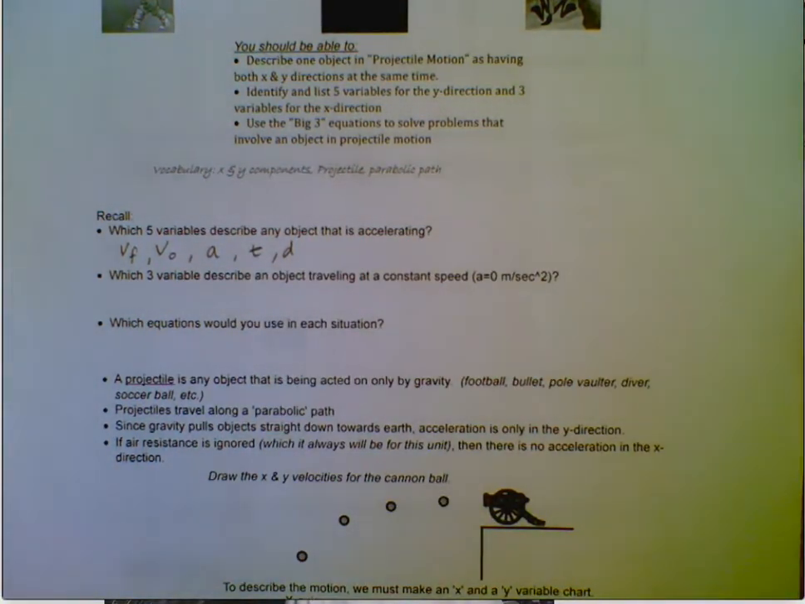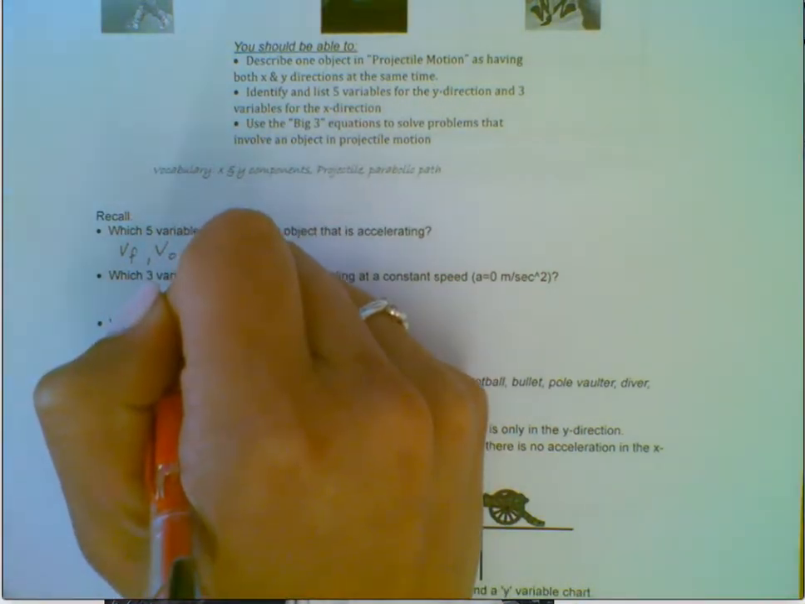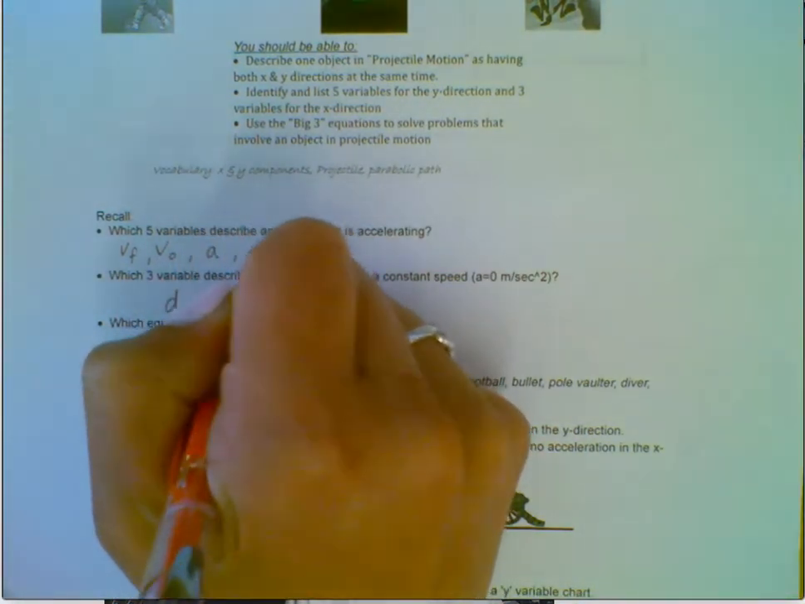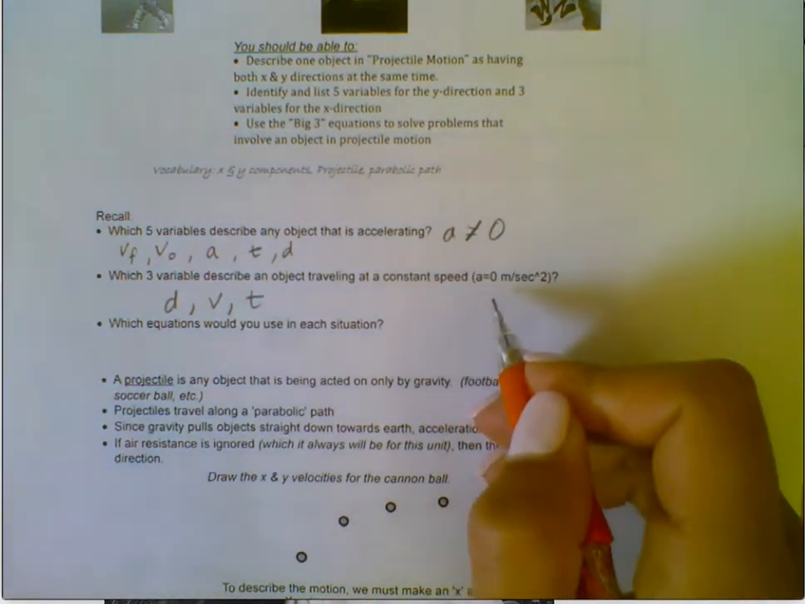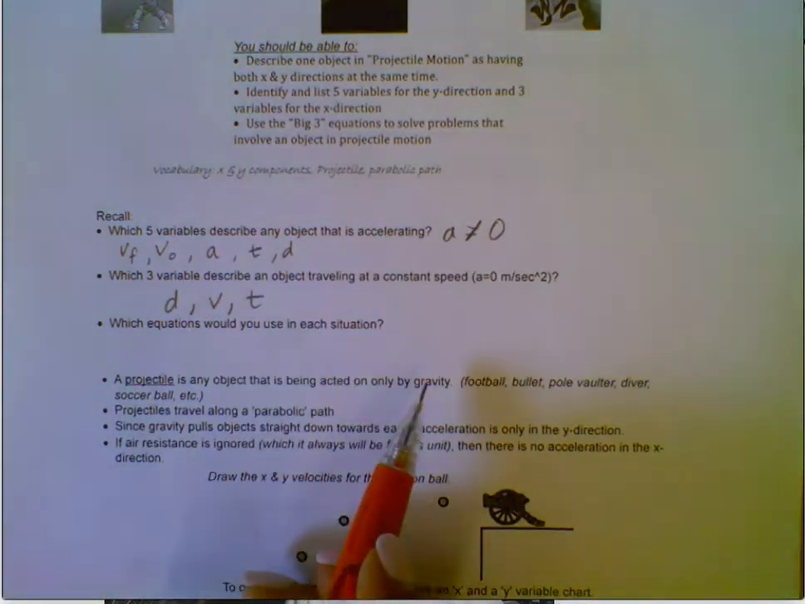For things that are not accelerating, we have three variables. We have displacement, velocity, and time. So that's really important to remember. So remember, this is when acceleration is not zero. This is when acceleration is zero. Which equations would you use in each situation?